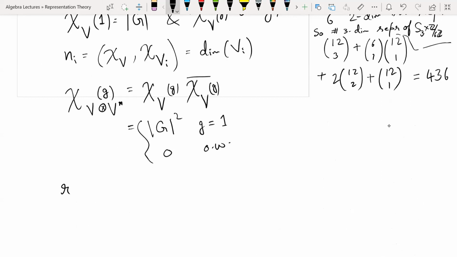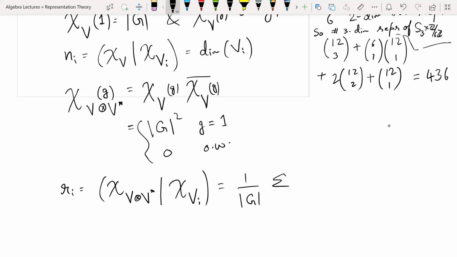Now, Ri, as we know, is going to be V tensor V dual. I think our notation was a line here, so let's put a line, character of Vi. And remember the formula is 1 over size of G, summation over g in G, chi of V tensor V dual at g, times chi bar of Vi at g. Yeah, so this is the formula.